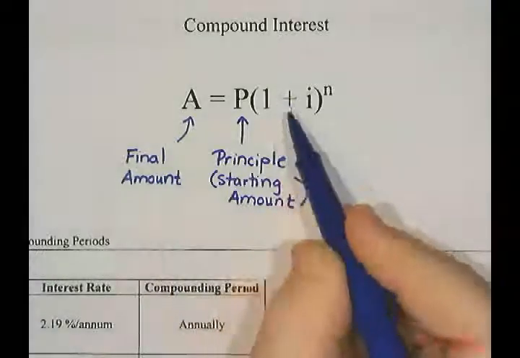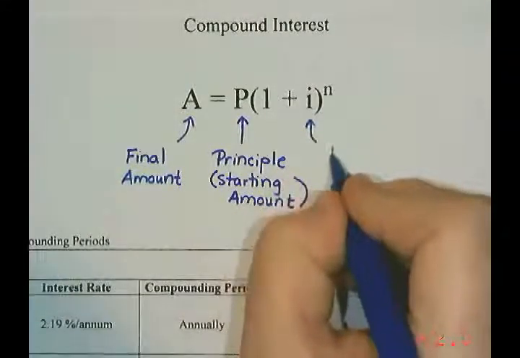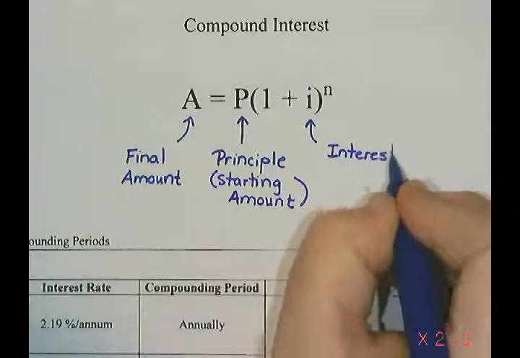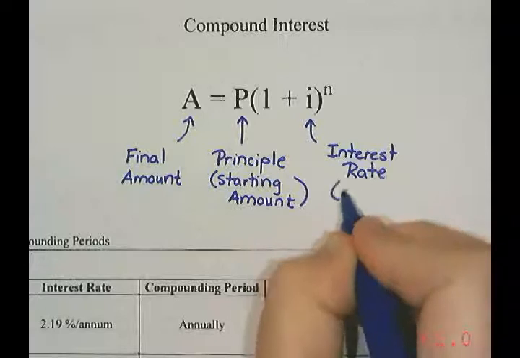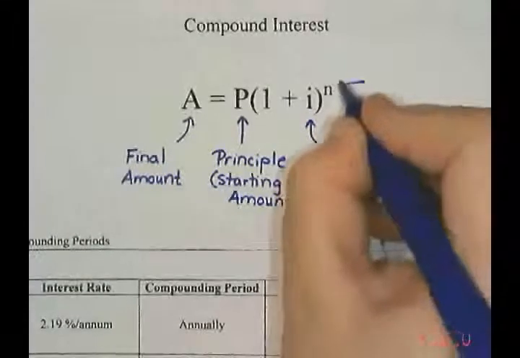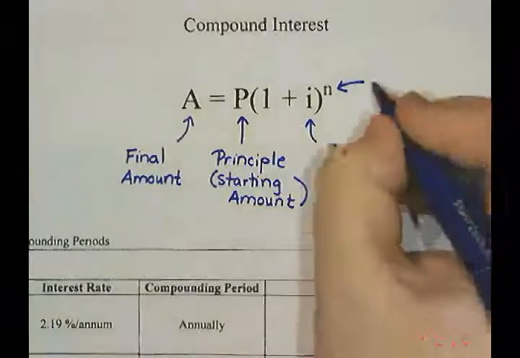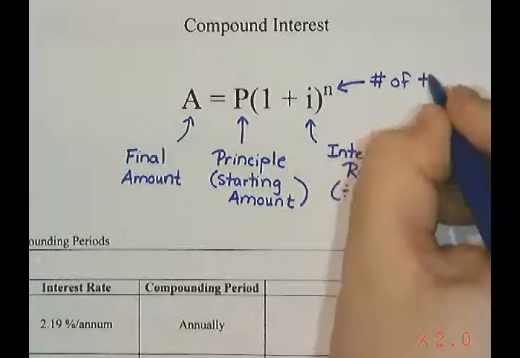The 1 is just a 1. The I is our interest rate, but it has to be as a decimal. And we do that by taking the given interest rate and dividing it by 100. And the N has been the number of times that we were earning interest, or the number of payment periods that has passed. So this is going to be the number of times interest is earned.